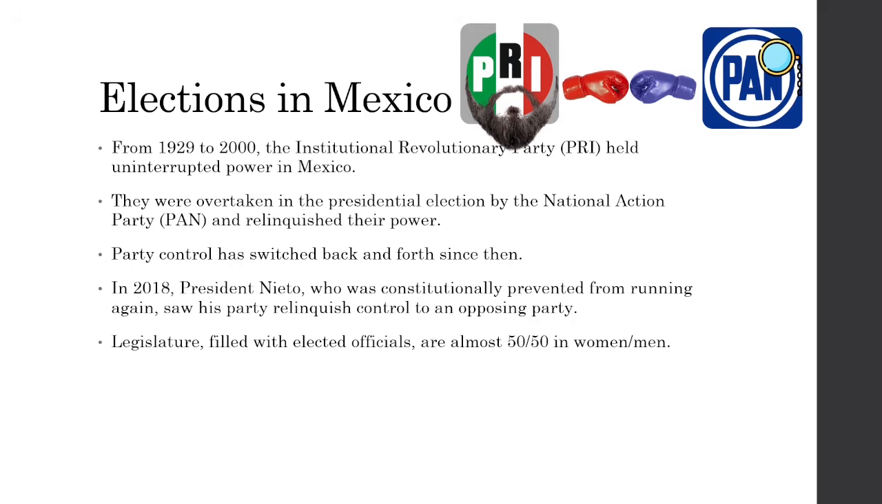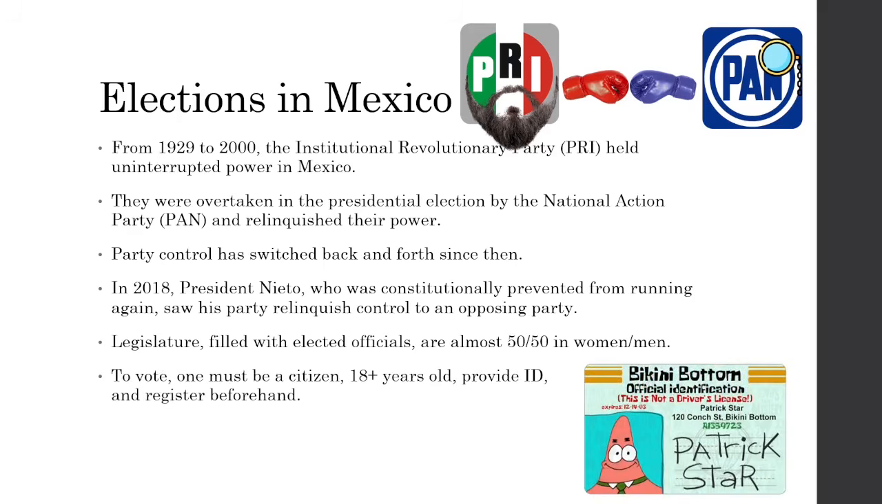And then let's look at the legislature, which has its own elections. They're filled with elected officials who are almost 50-50 men and women. In some countries, it's only men, and sometimes it's only certain religions. And sometimes, like in China, it's only certain political parties. In the legislature of Mexico, we have predominantly the PRI and PAN parties, but there are some other minor parties as well. And to vote, there is suffrage if you are a citizen, 18 years old, which makes sense, or an adult, provide ID, and you register beforehand. So these are pretty fair systems to become a registered voter in Mexico.